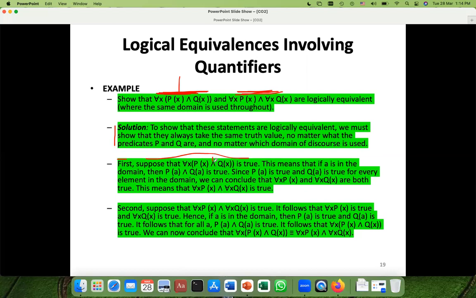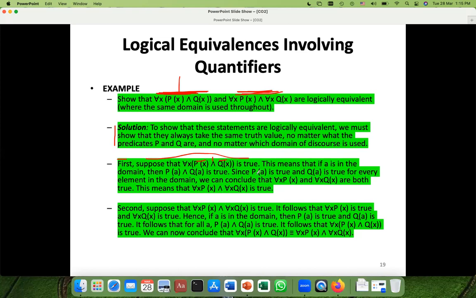And when there is a conjunction, you can take any value for the domain, maybe a. You can take any value for x, a, b, c, d, whatever. When both will be true, only then you will get this whole p of x and q of x true. Only then. This is true or not? Yeah, because the conjunction is there.